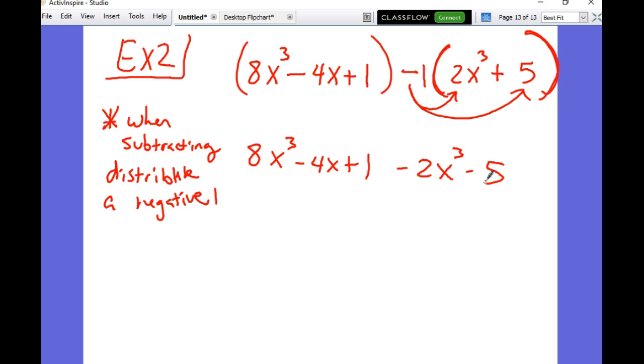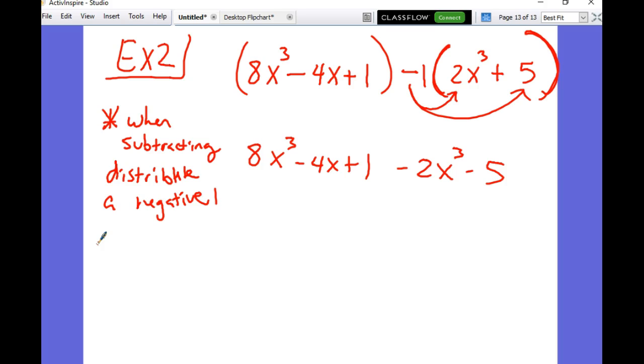Wait, I'm so sorry, Mr. Bailey. I wasn't paying attention. So when you're subtracting, distribute a negative 1. So you're going to leave the first one? Yes. Basically just multiply the other parentheses and then solve from there. From there, you just follow the same steps as the last one.